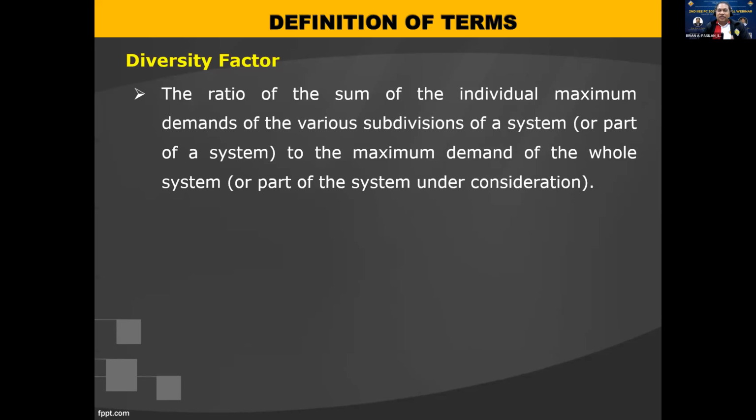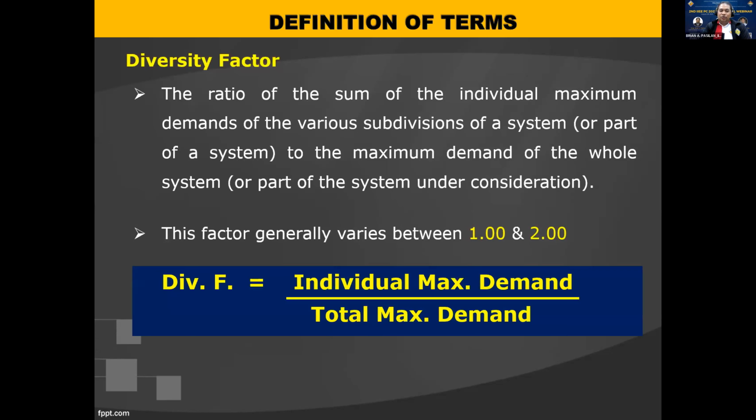So this diversity factor helps us in not oversizing our transformers, no? The factor generally varies between 1 and 2. Okay. So what we have to determine here is the total maximum demand. This is for the sizing up of our transformers. So the diversity factor is between 1 and 2, meaning to say, the diversity factor is given.